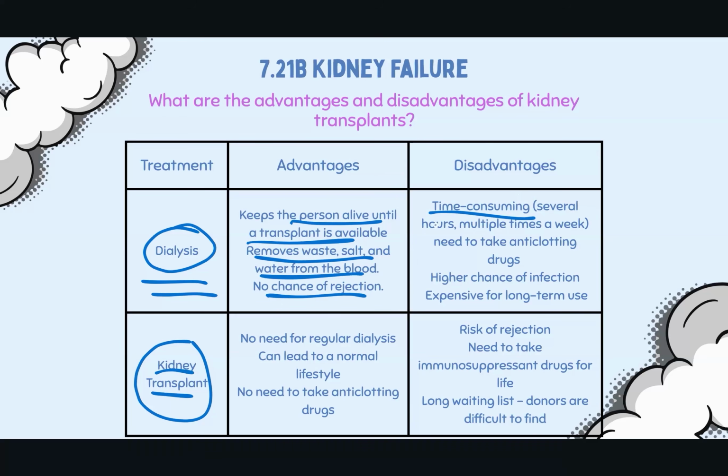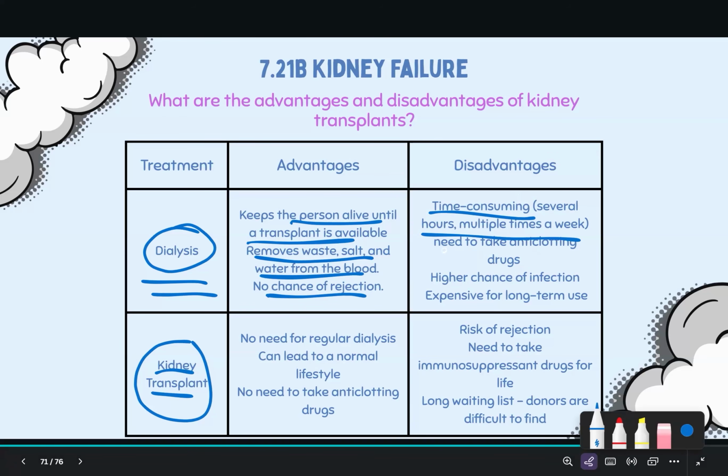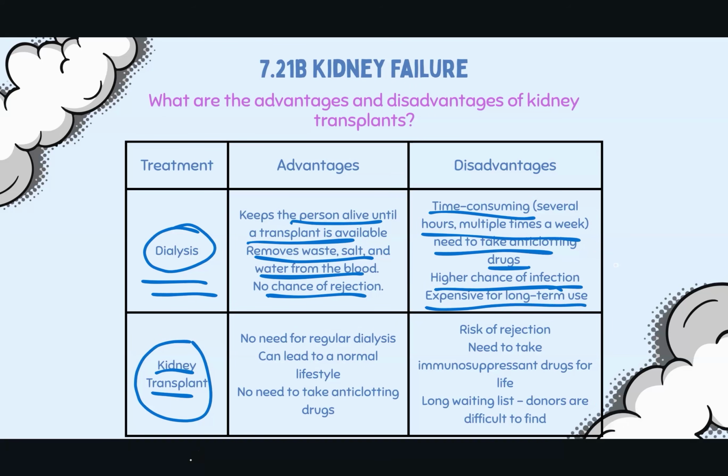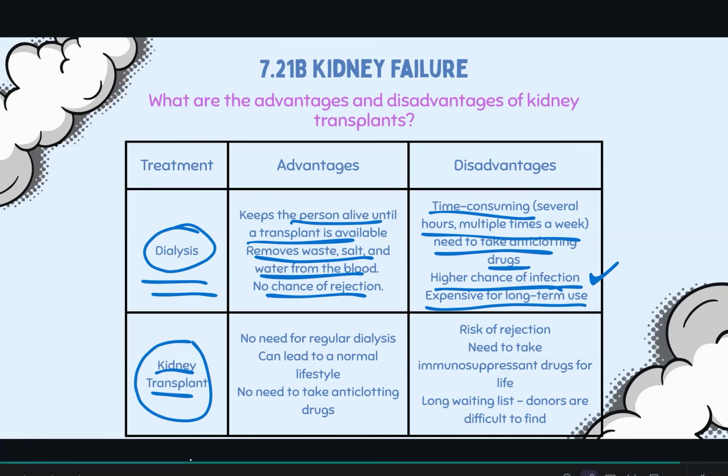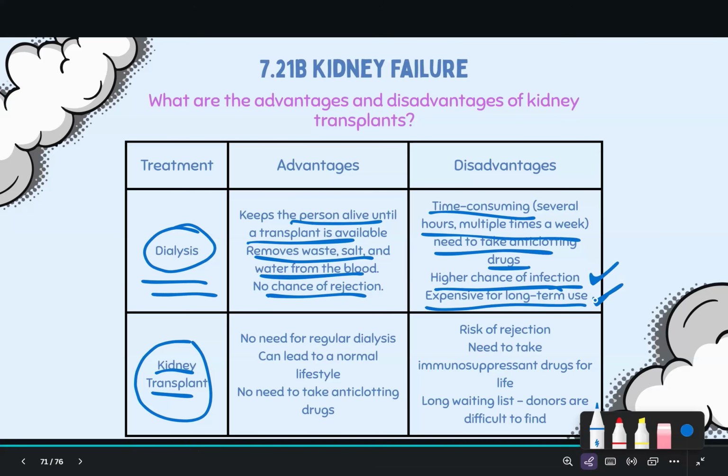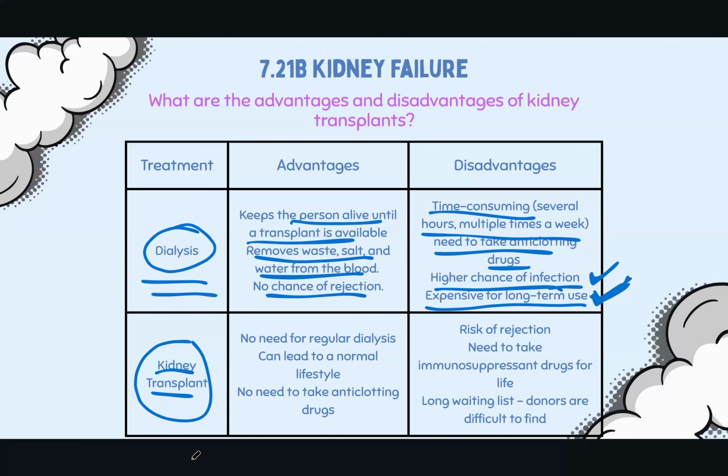3 or 4 times a week. That's a lot. And it means a person needs to take anti-clotting drugs. And there's a higher chance of infection. It's expensive for long-term use. And that's an issue because you can get sepsis, I think, almost like blood poisoning. And from an NHS perspective, it's expensive. For anyone that's part of the NHS, which is everyone that lives in the UK, it's not expensive. Obviously, we don't have to pay for it, other than our taxes.